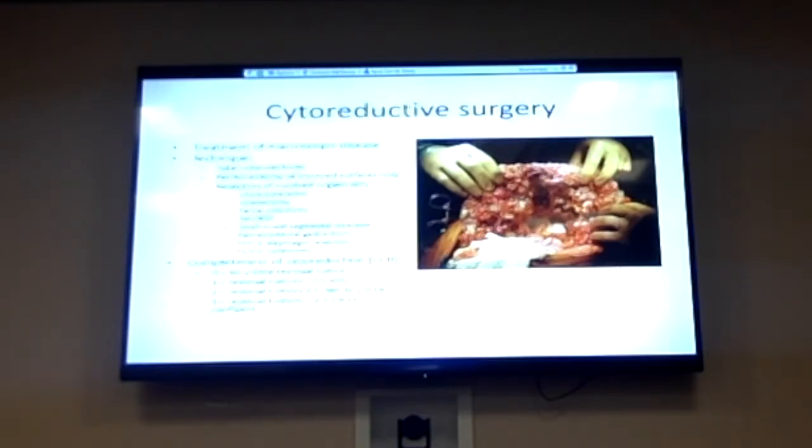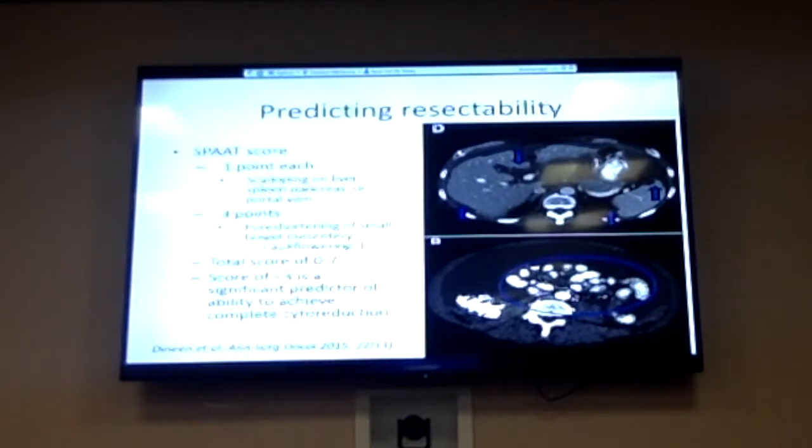And the other score, SPAT, do you use that to make the decision whether to operate or not? So not really. What we use it for is the discussion with the patient, right? So if you have that SPAT score and it's less than 3, there's a 96% chance that you will get a complete cytoreduction, right? If it's greater than that, my conversation changes with the patient.